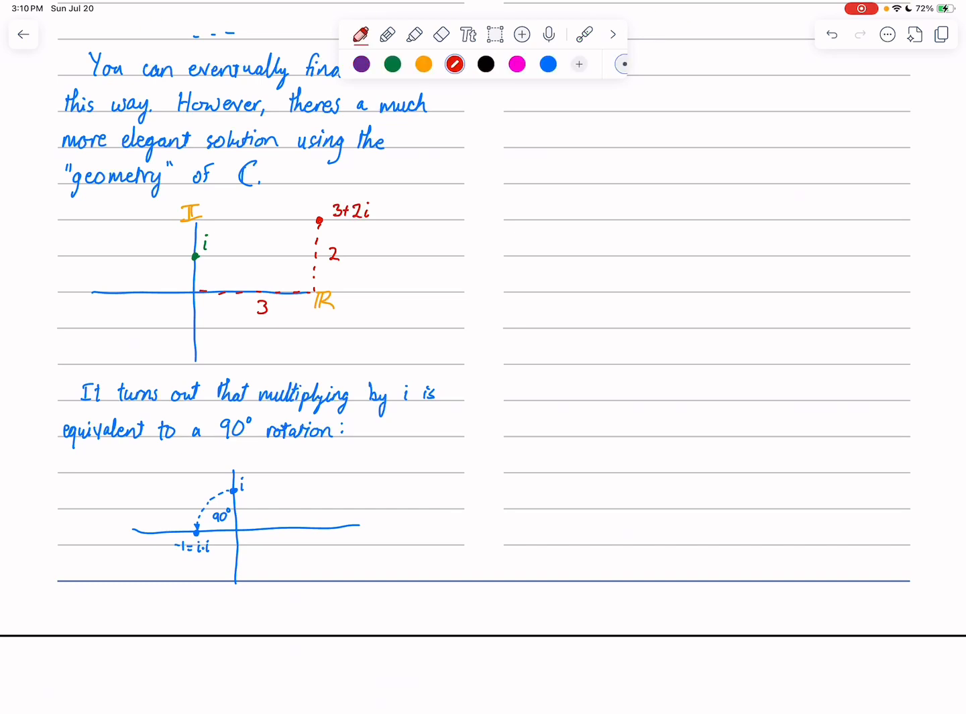Let's do some more just to get a feel for this. What if I were here? Let's take the number -1 and multiply by I. What do you get? Well, you get -I, which is here.